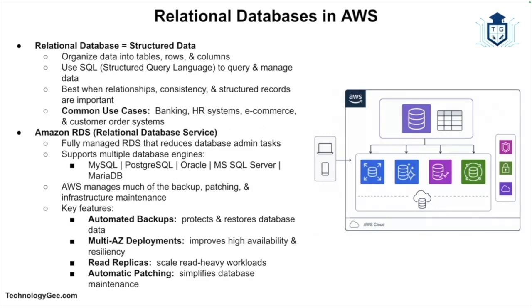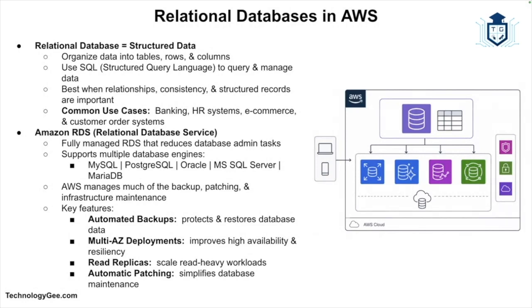All right, so let's move on and talk about relational databases because this is the one that most people are familiar with. So relational databases, they store data in tables with rows and columns, and they use SQL or structured query language to query and manage data. And these are perfect for applications where relationships between data matters, like banking systems, HR systems, or e-commerce platforms. And within that, we have what is called Amazon RDS, or the Relational Database Service. And this is one of the most important services that you need to know.